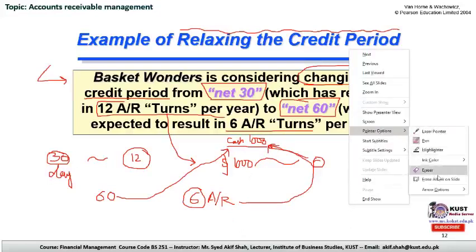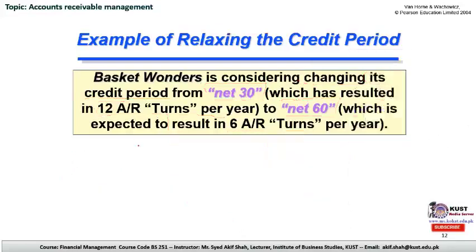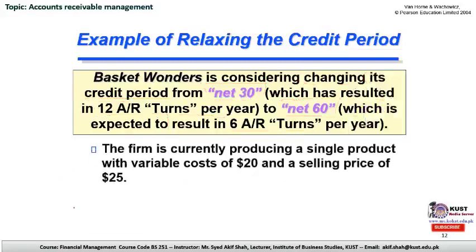So here, after understanding the accounts receivable turnover, let's move ahead as we are continuing with our previous example. In order to have a full grasp of this lecture, you have to listen to my previous lecture where we started the example of Basket Wonder, which provides only a single product. So this lecture continues with the same example with a certain change in the credit period.